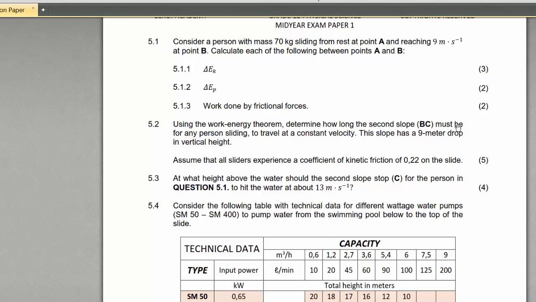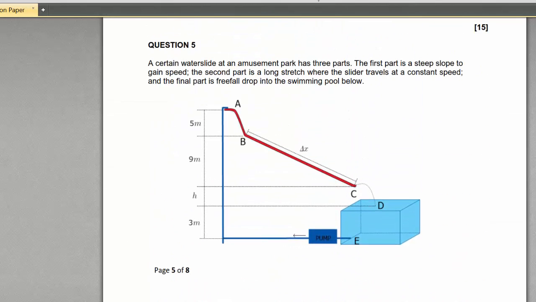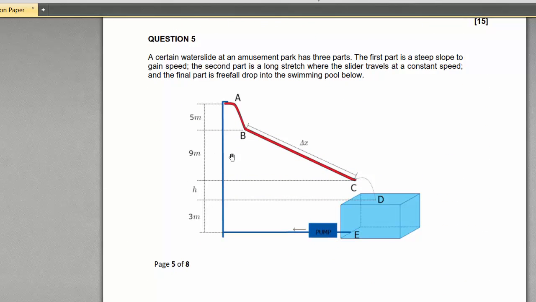Determine how long the second slope BC must be for any person sliding to travel at a constant velocity. This slope has a 9-meter drop in vertical height. Okay, so there's a 9-meter drop in vertical height. How long must it be so that in the end you are traveling at a constant velocity?